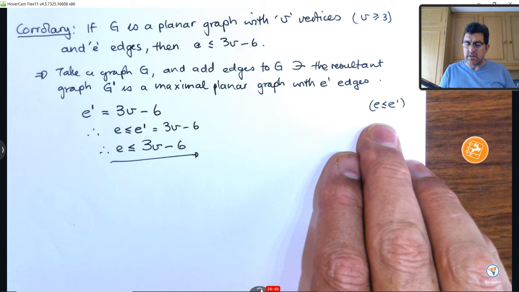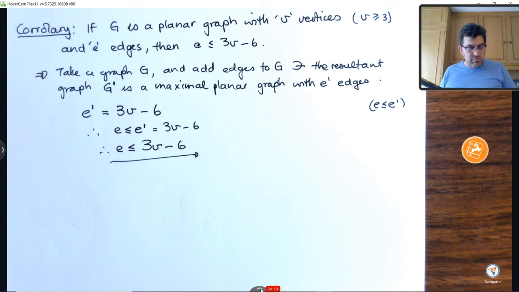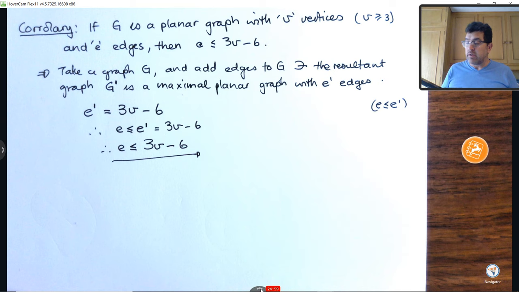So we are ready now to start looking at our non-planar graphs. In my next video, we're going to be looking at why K5 is not planar. We'll do that, and then we'll look at something else that we need to put in place before we can then prove that the complete connected graph K3,3 is also not planar.